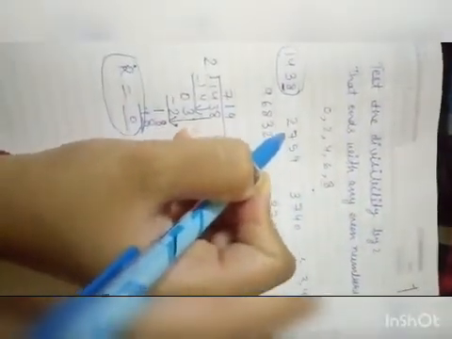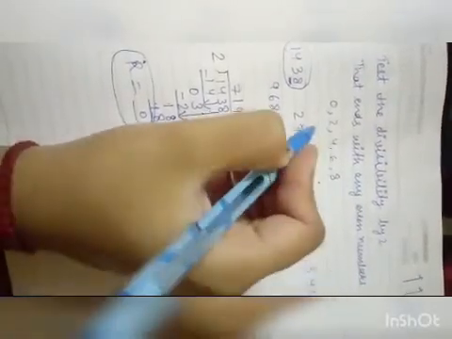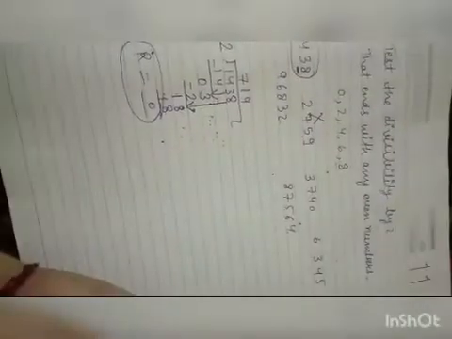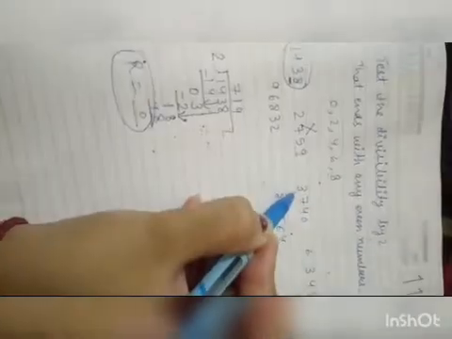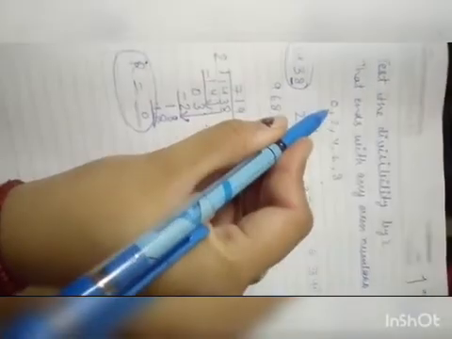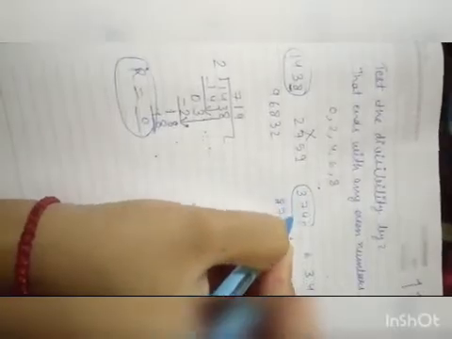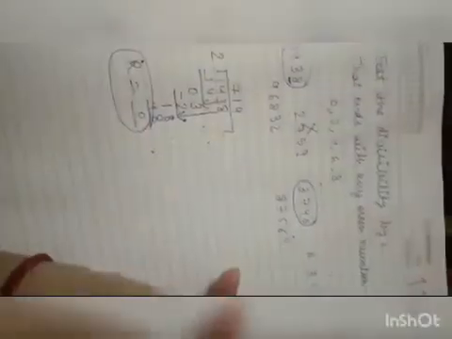Now come on another number, 2759. It contains 9, and 9 is not an even number, so this number is not divisible by 2. Again we have 3740. 0 is our even number, so this will be divisible by 2.